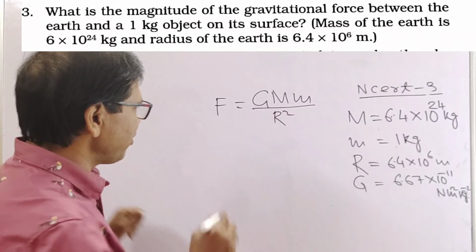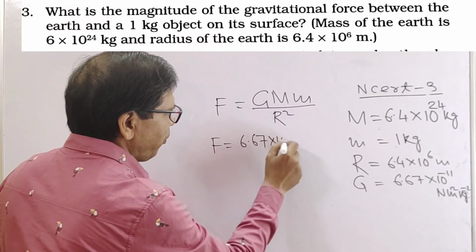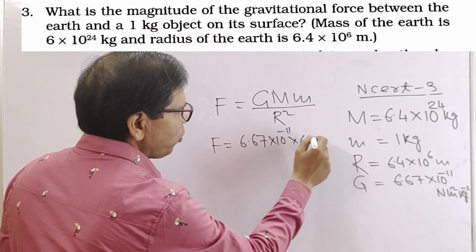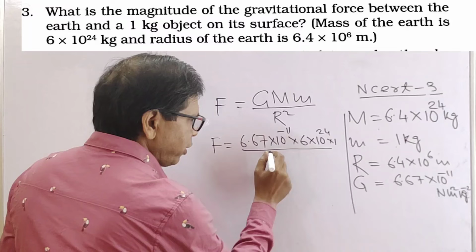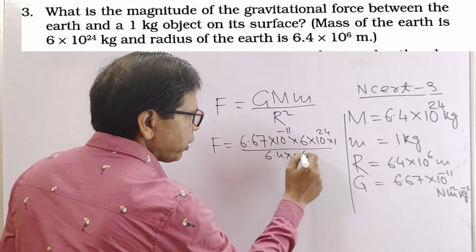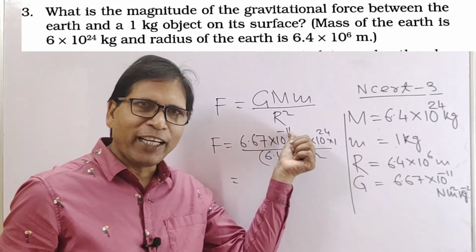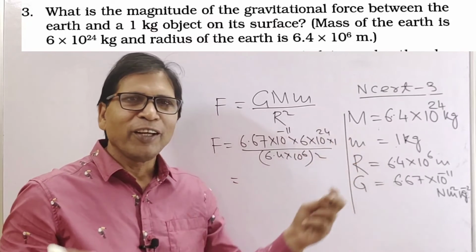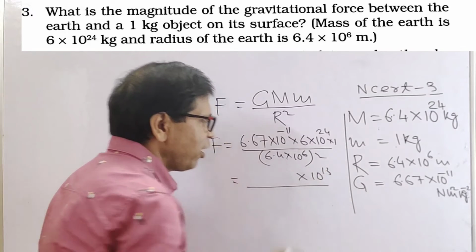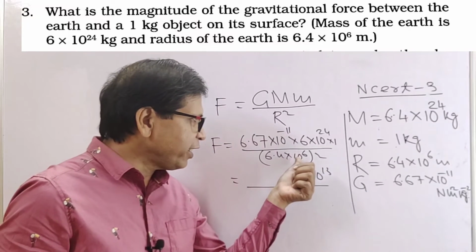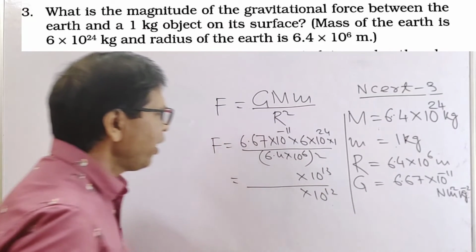Now put this value in this equation. So we get 6.67 into 10 to the power minus 11, 6 into 10 to the power 24, and 1, and R is 6.4 into 10 to the power 6, whole square. Look at this: 10 to the power minus 11 and 10 to the power 24 give 10 to the power 13. And 10 to the power 6 whole square is 10 to the power 12.